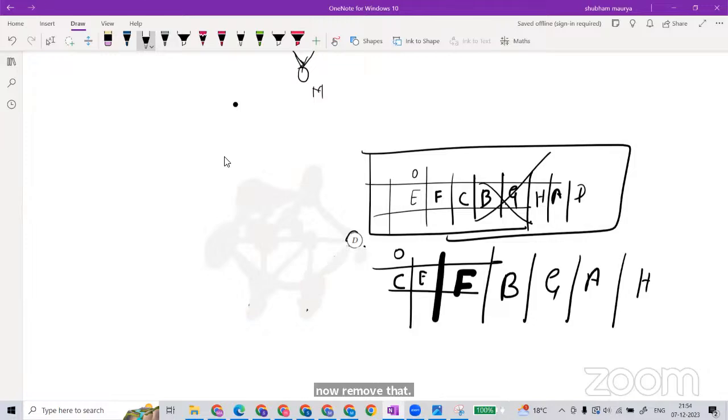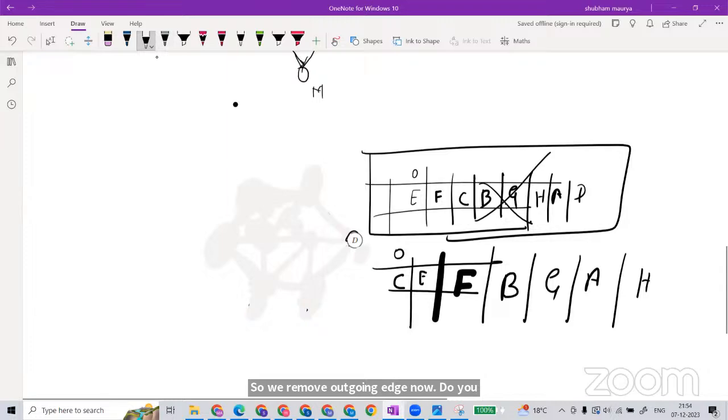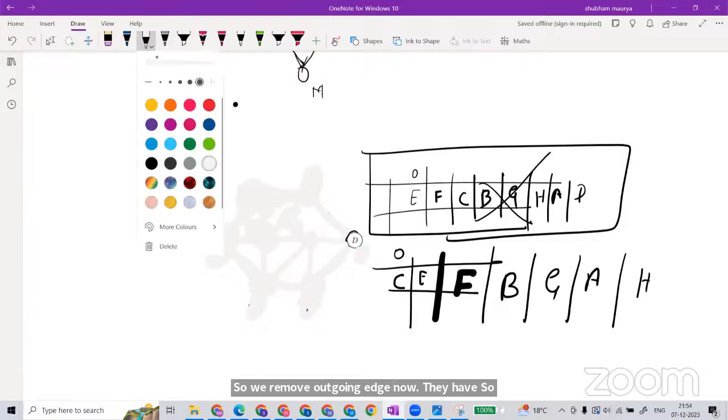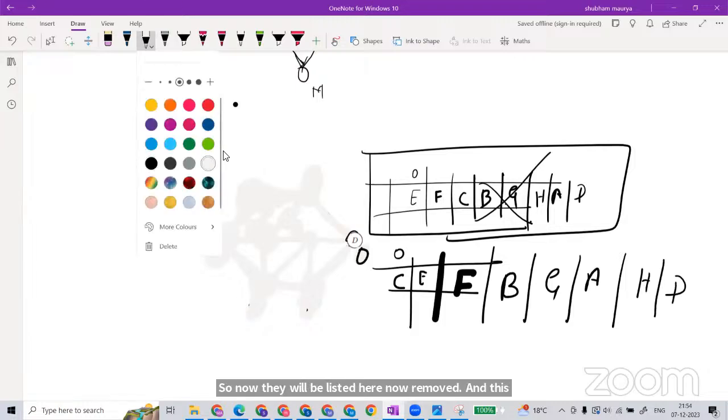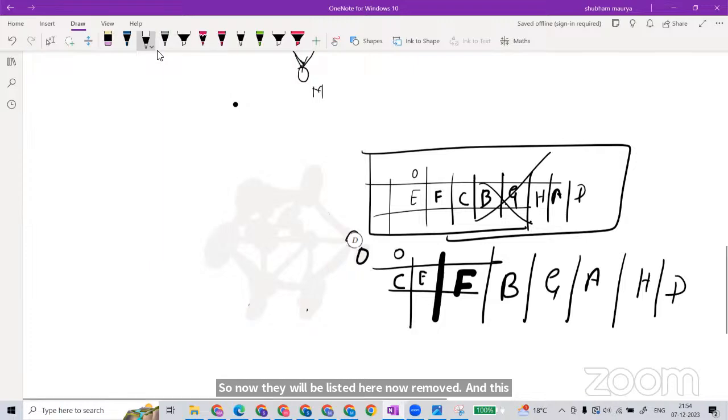Now D has 0 in-degree. So D will be listed here and then removed. And this is the order of sorting the vertices here.